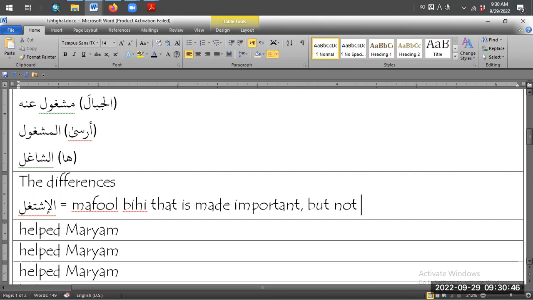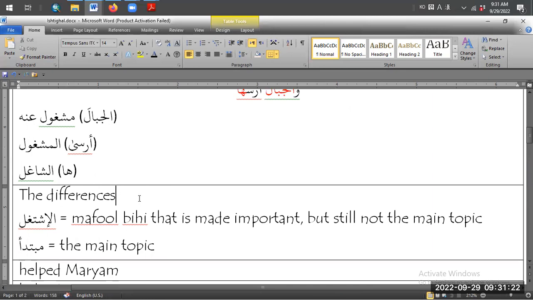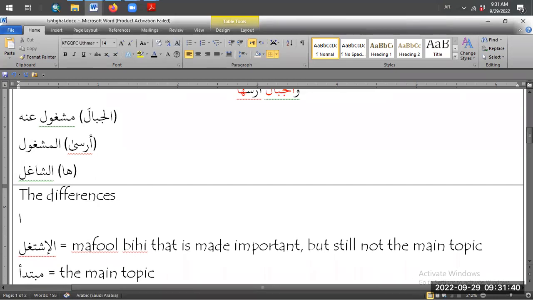So ishtighal is maf'ul bihi that is made important but does not become the main topic, but mubtada is the main topic. Okay, so the example. You can write the difference between al-ishtighal versus mubtada. Yes. Versus mubtada.